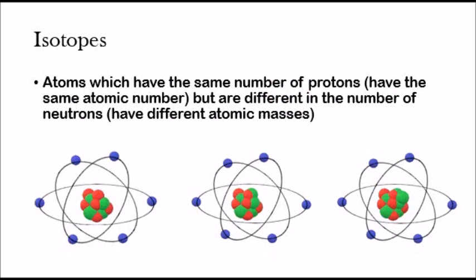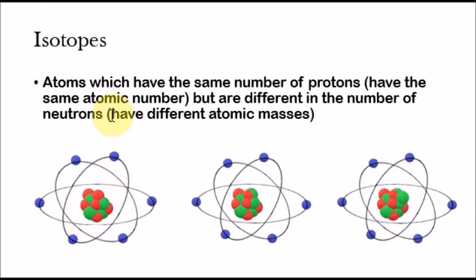Okay, so if you look here, all these atoms have 1, 2, 3, 4, 5, 6 protons. They all have 6 protons, so they all have the same atomic number, but they all have a different number of neutrons. This has 1, 2, 3, 4. This has 1, 2, 3, 4, 5. This has 1, 2, 3, 4, 5, 6 neutrons. Okay, so whenever you see this, these are called isotopes.